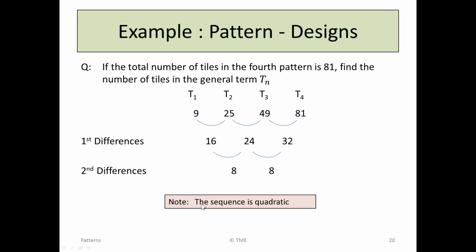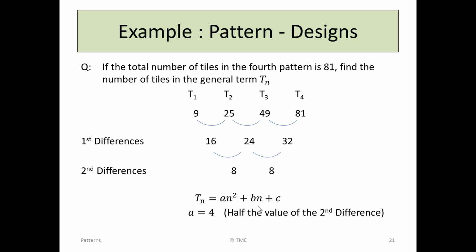So for this reason, we can say that the sequence is quadratic. So while we don't get a common difference after one go, we get it after two. So this sequence is quadratic, and we can now use equations for that. The equation we use is that Tn is an squared plus bn plus c. That's the formula for a quadratic equation.